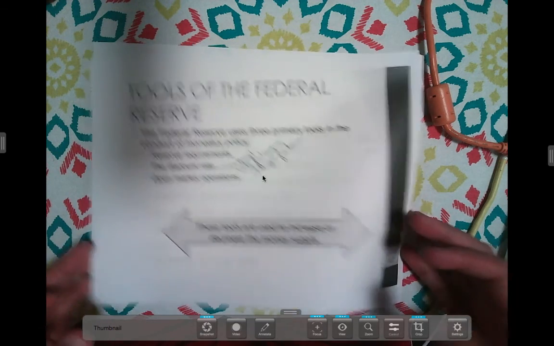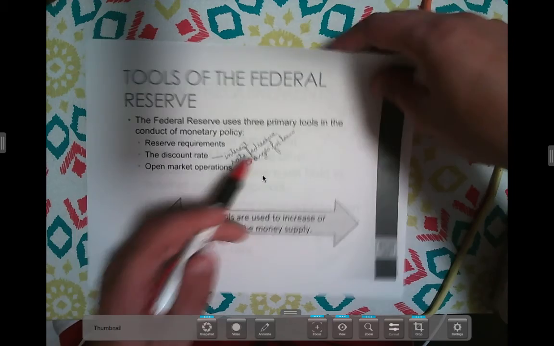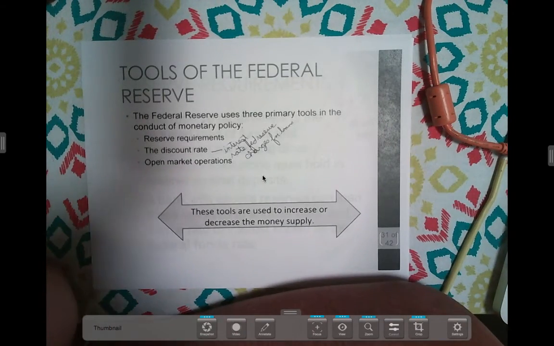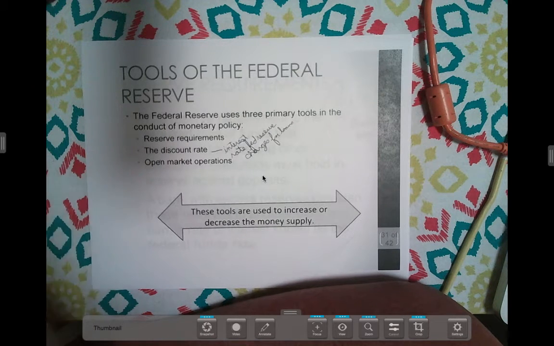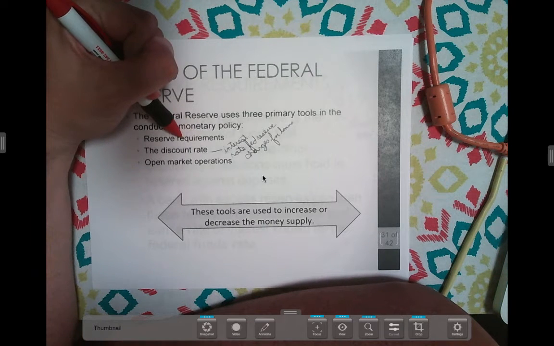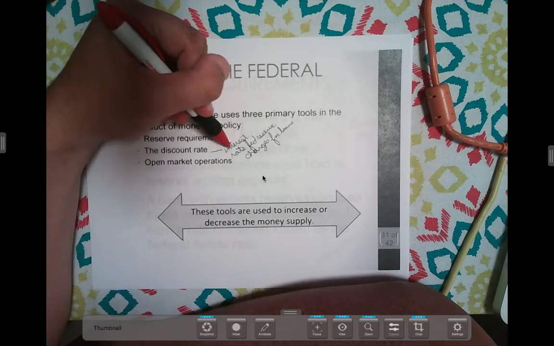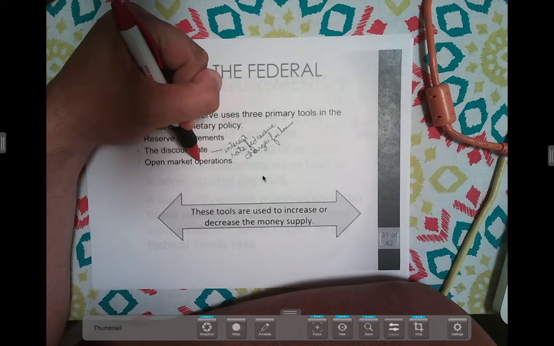Okay, and again, I kind of wrote these out, but let me re-explain these here. So the Federal Reserve has three things at its disposal in terms of how they're going to change the money supply. They're either going to change the reserve requirements, they're going to change the discount rate, which is the interest rate that the Federal Reserve charges for loans it makes to banks, or it's going to engage in open market operations. That's the buying and the selling of the debt.